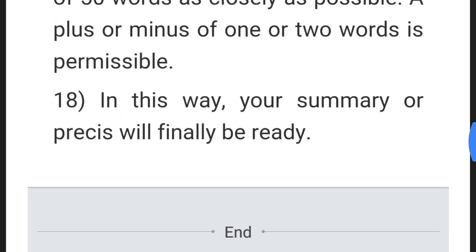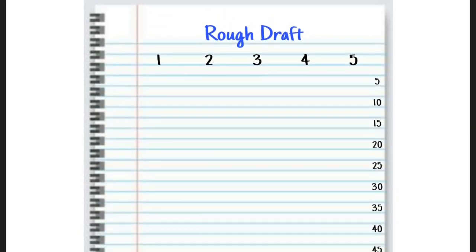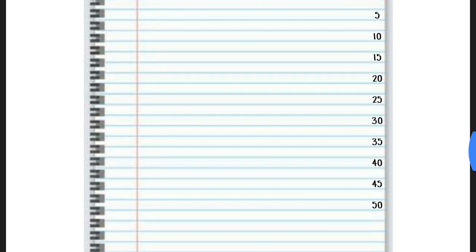Now let's see the format. See, this is the rough draft format. First of all, on top I have written rough draft, and then next I have left a line just for clarity. You can also do the same. I have written 1, 2, 3, 4, 5 leaving equal gap. Do you notice that on your screen? Then alongside on the right hand side you can see I have written 5, 10, 15, 20, 25, 30, 35, 40, 45, 50.